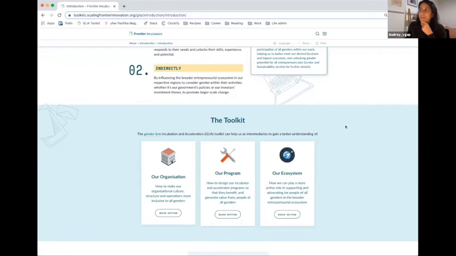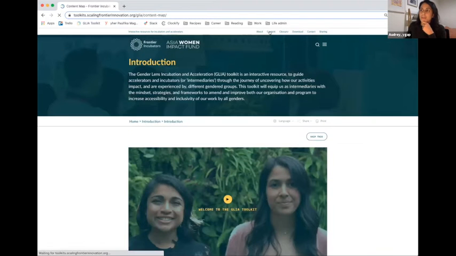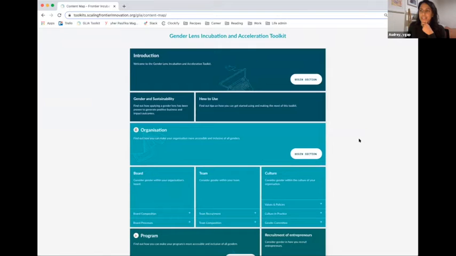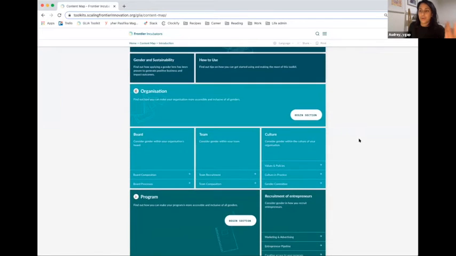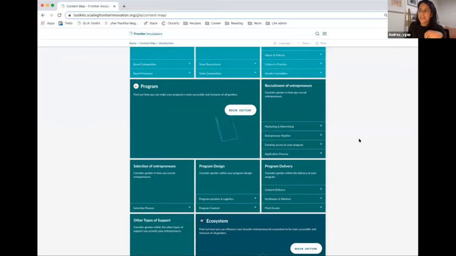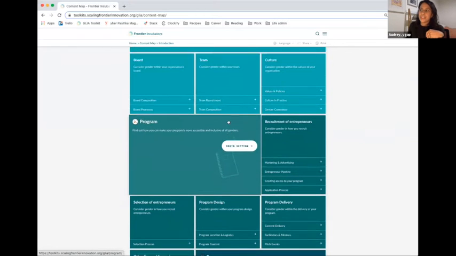So I'm just going to skip through, but what I'm going to show is this modular content page where you can jump in and essentially navigate through the different parts of your organization, program, or ecosystem that you want to apply your gender lens to, and navigate through sections and subsections.